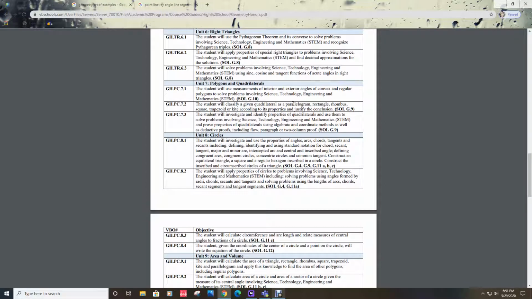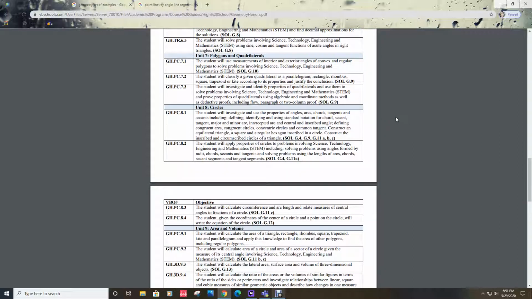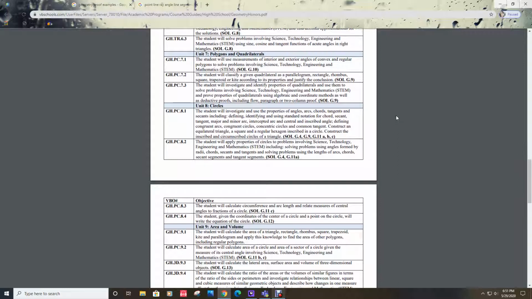It says here you've got your parallelogram, rectangle, rhombus, square, trapezoid, kite, and you have to be able to identify what the shape is, because there's different formulas for those different shapes on how you're going to be able to get the area of those things.